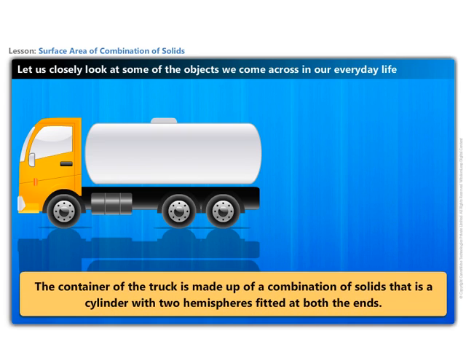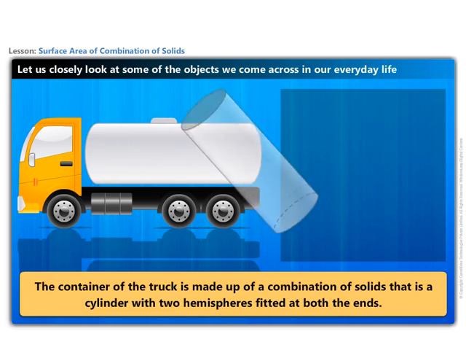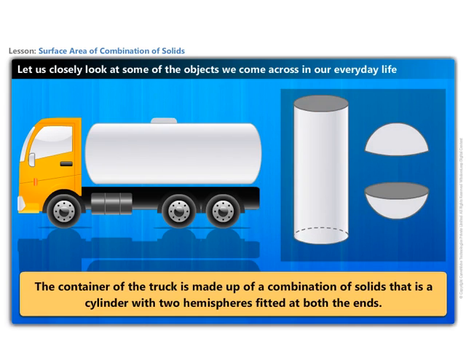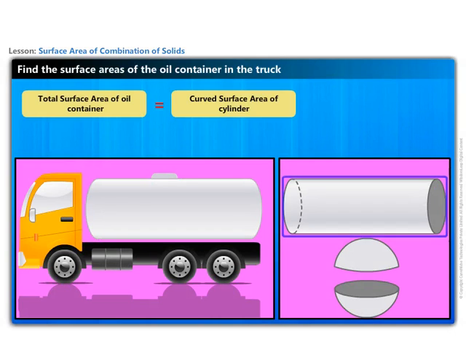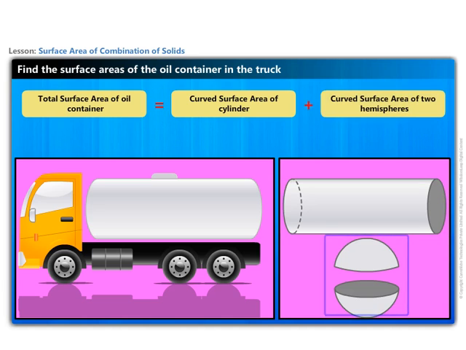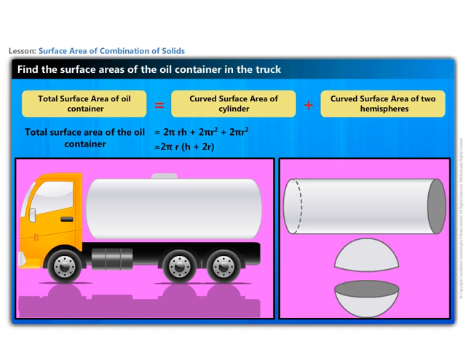The container of the truck is made up of a combination of solids, that is, a cylinder with two hemispheres fitted at both the ends. Since the container is made up of a cylinder and two hemispheres, the total surface area of the oil container is equal to the sum of the curved surface area of the cylinder and the curved surface area of both hemispheres. We know that the curved surface area of a hemisphere is 2πr² and the curved surface area of a cylinder is equal to 2πrh. Substituting these formulas and simplifying, we get the total surface area of the oil container equal to 2πr(h + 2r).